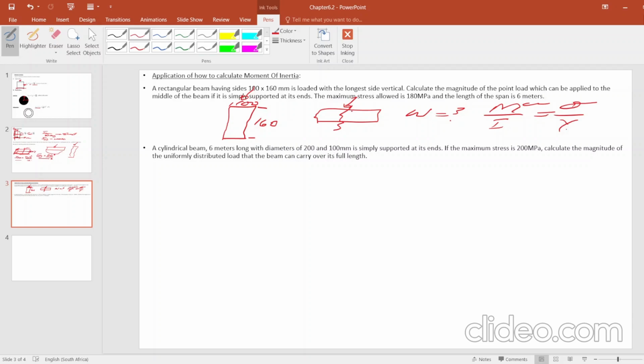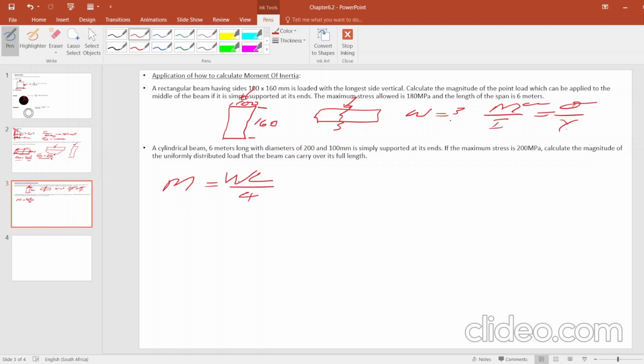Now we have to determine if it's a simply supported beam, or if it's a beam that has uniformly distributed load. Calculate the magnitude of the point load which can be applied to the middle of the beam if it is simply supported at its ends. Now in calculating the bending moment, it's a simple beam that doesn't have what? Uniformly distributed load. Now it will be W multiplied by L over 4. It's a simply supported beam.